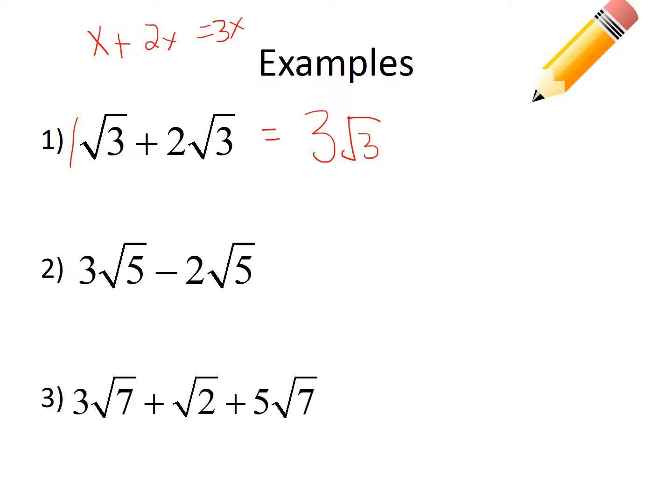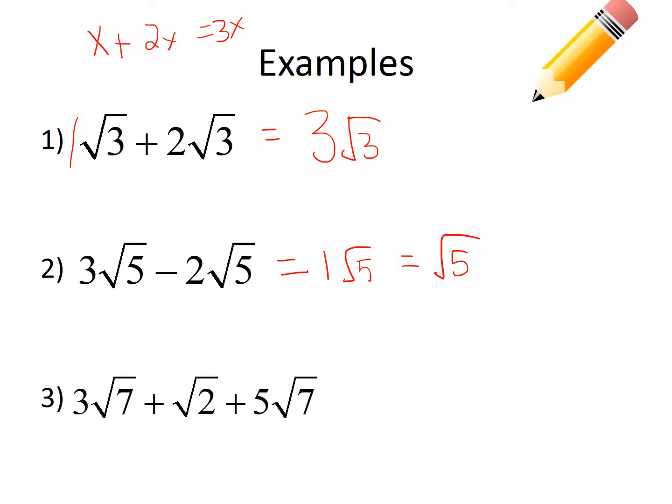Okay, now number 2, we're saying 3 times the square root of 5 minus 2 times the square root of 5. We have 3 roots of 5 and we're taking away 2 of them. That will leave me with 1 times the square root of 5, and you really don't have to put the 1 in front of it. The most correct or simplified form would just be root 5.